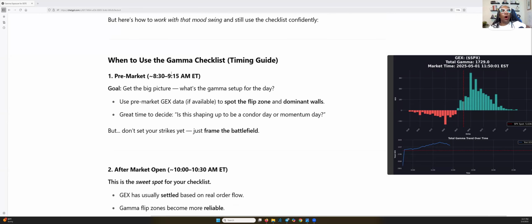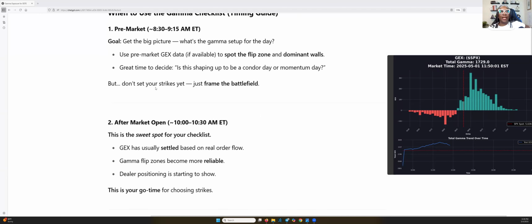Okay, so in the pre-market, you can get the big picture: what's the gamma setup for the day. Use the pre-market GEX data, which we don't really have pre-market. I don't have access to it, and I don't know if I would go looking for it too much, really. You can spot the flip zone and the dominant walls. And that's because I can see this information at 9:30. I don't have to go looking for it in the pre-market. Great time to decide: is it shaping up to be a condor day or a momentum day? See, with SPX, we need to wait, honestly, till the market opens so we can see stuff start to happen after 9:30. But don't set your strikes yet.